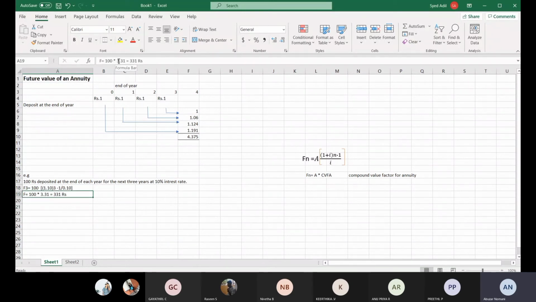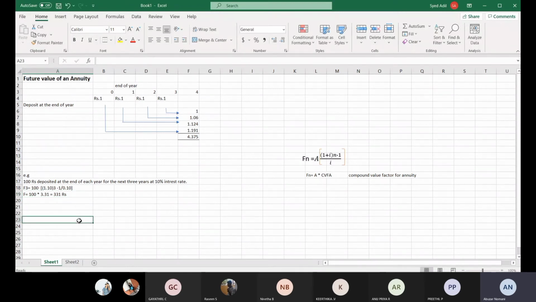This value 3.31 is a compound value factor. So instead of adding the interest rate, finding out the exponential power, then deducting 1 from that, and then dividing by the interest rate, instead of calculating all these things, you can see the table and find out this value. Okay.